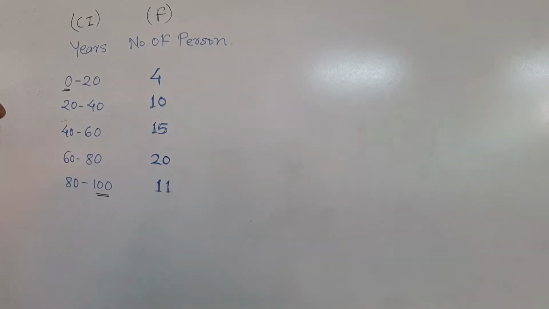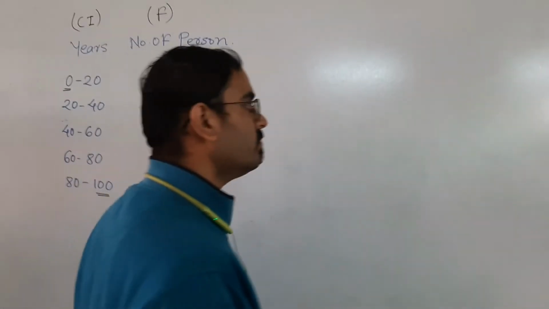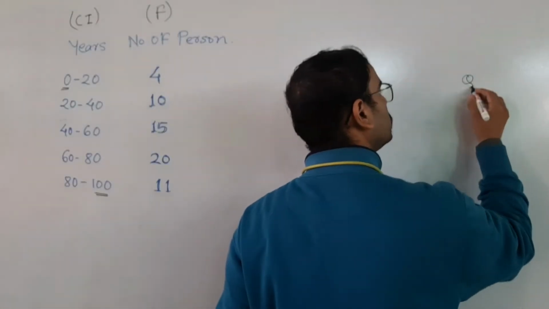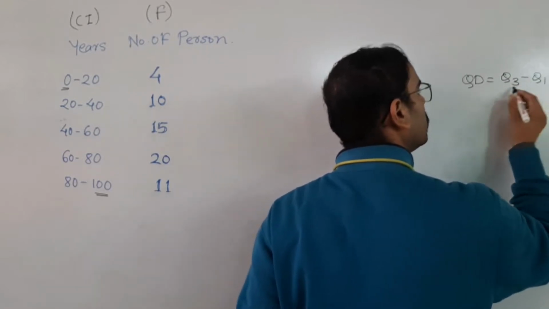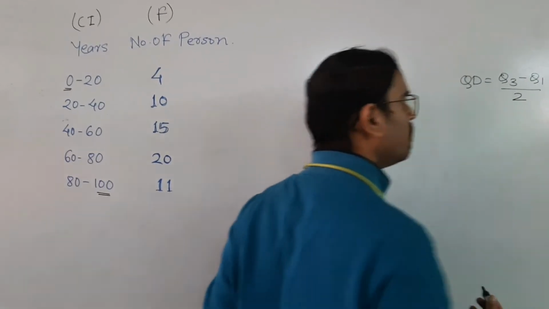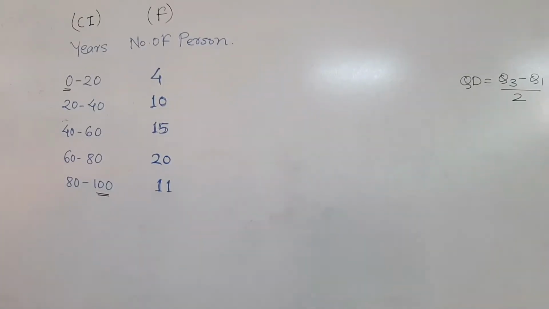Next is quartile deviation. What is the formula of quartile deviation? The quartile deviation formula is very simple, that is Q3 minus Q1 divided by 2. So we have to find Q3 and Q1 for it. What is the formula of Q3 and Q1?